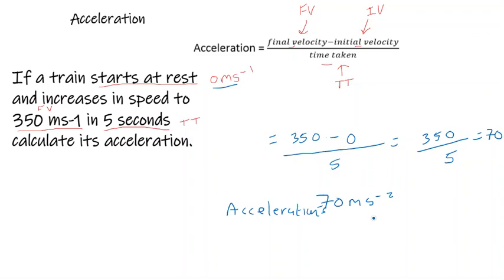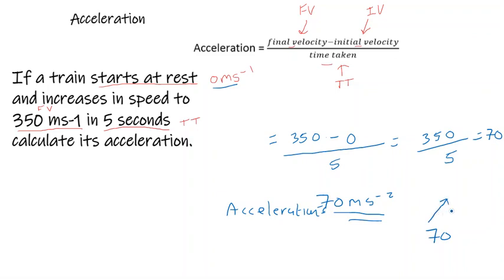So the acceleration is equal to 70 meters per second. That is how to calculate it. Now notice as well that this is positive, so it's a positive number. That indicates that it is speeding up, so it'll have a kind of slope like this.